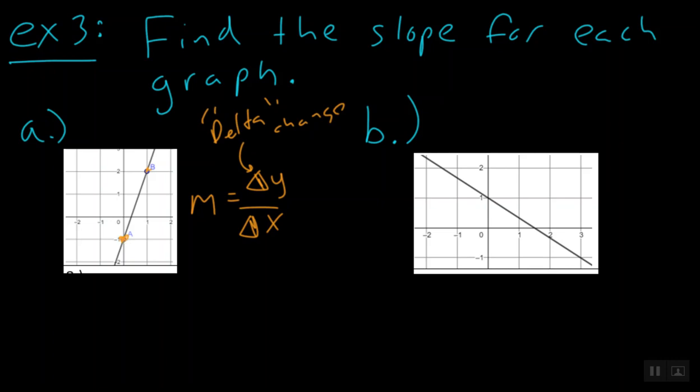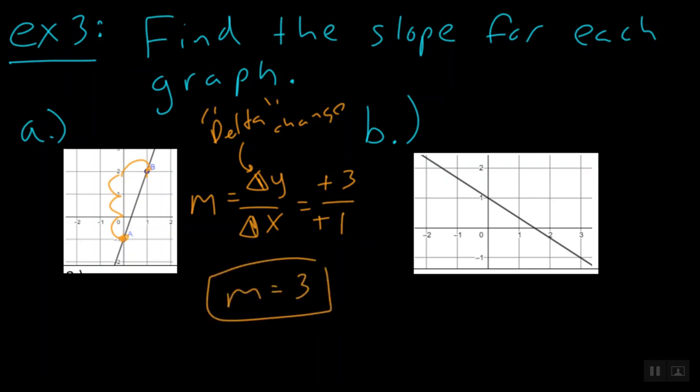Well, when I think about this, I ask myself, okay, what's my change in y? And remember, we always read a line from left to right. So I'm saying, okay, from left to right, I'm going to go up 1, 2, 3. So my change in y is up 3 or positive 3 over, and my change in x is 1 to the right or positive 1. Well, what is 3 divided by 1? We'd say our slope is 3. Okay, let's go ahead and take a look at letter B.